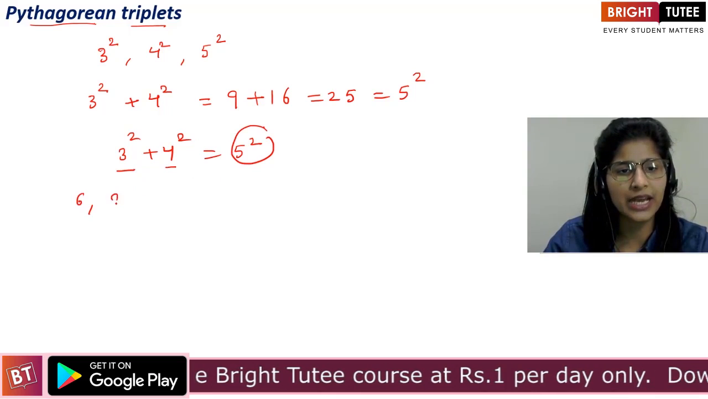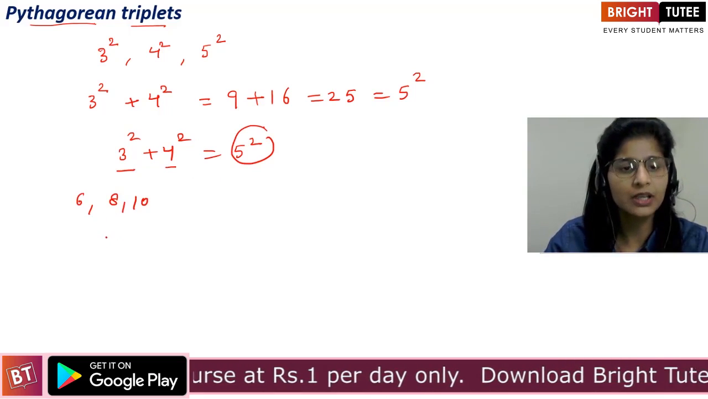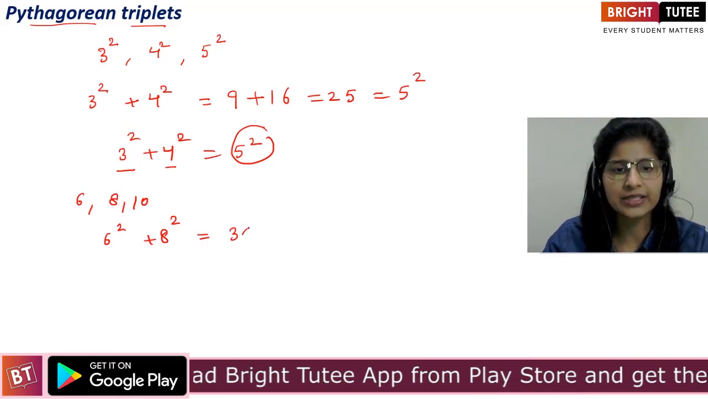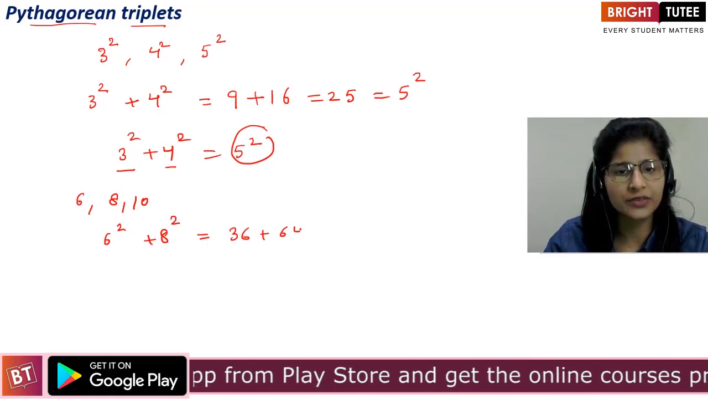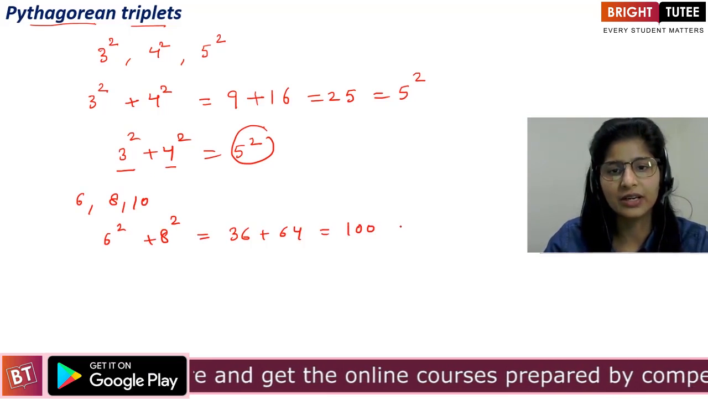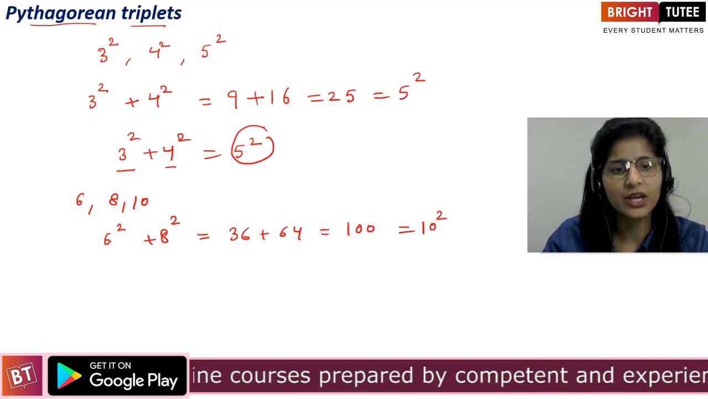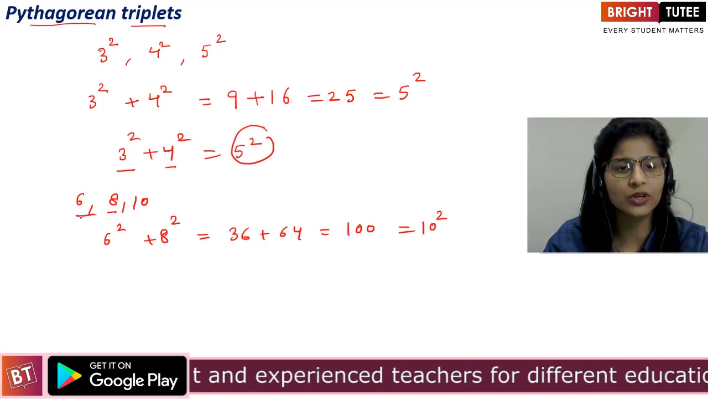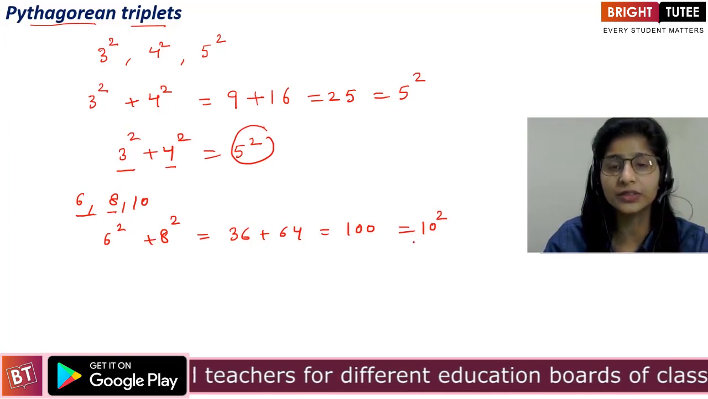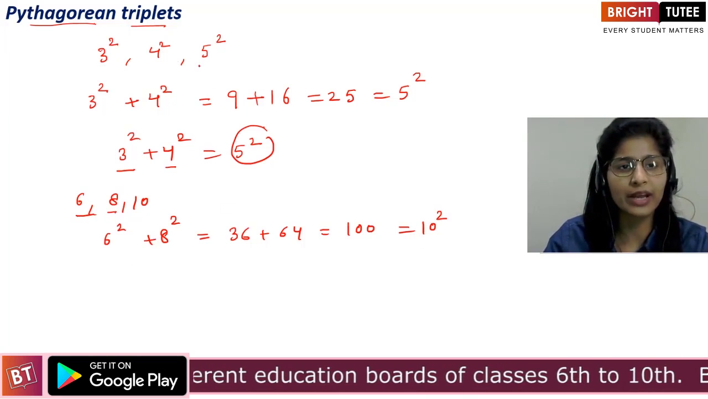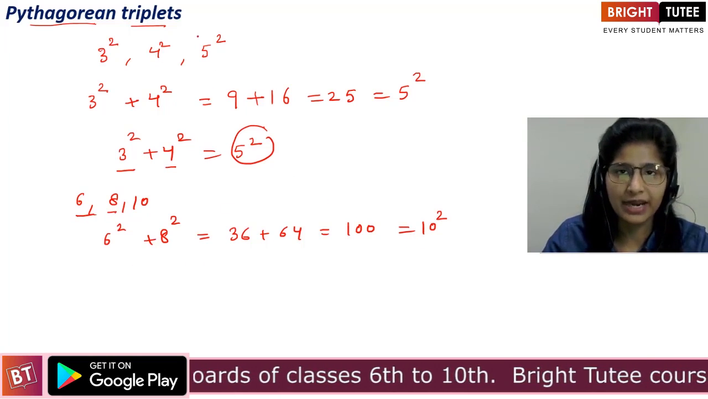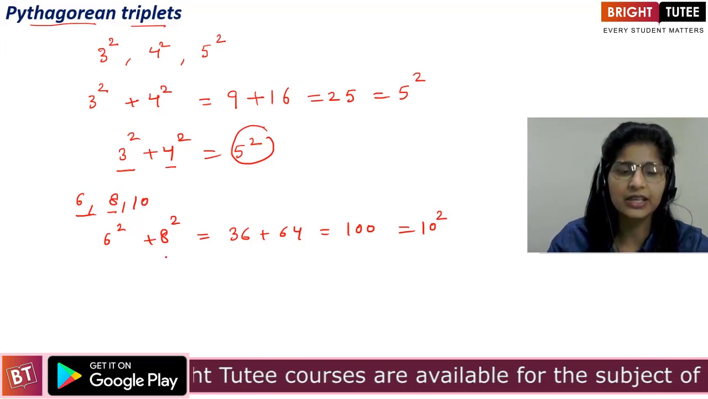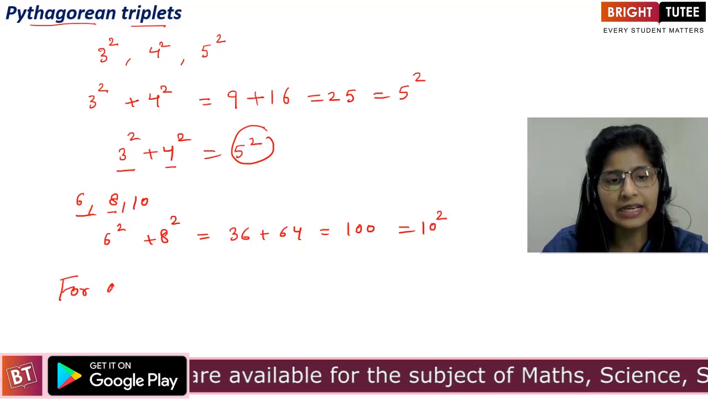Let us try with some other triplets. Suppose 6, 8 and 10. 6 square plus 8 square. Let us try. 6 square is 36, 8 square is 64. Adding them we get 100, which is the square of 10. So the sum of squares of two terms is giving us the square of the third term. These are known as Pythagorean triplets. Why triplets? Because they are 3 in number. Is that clear?